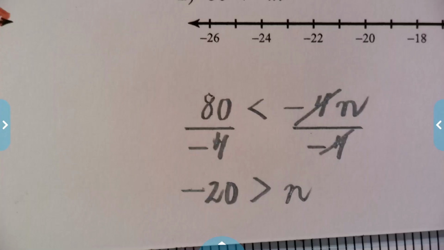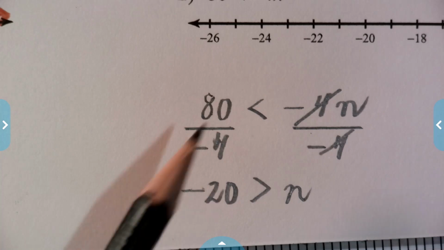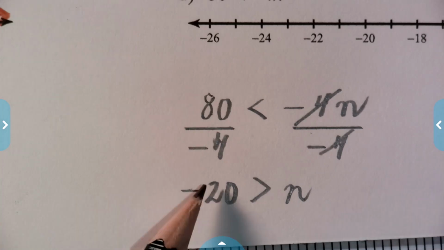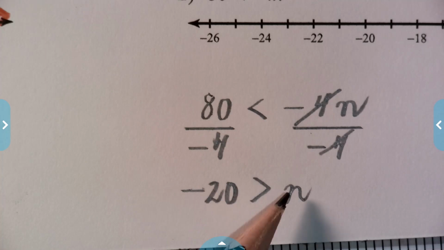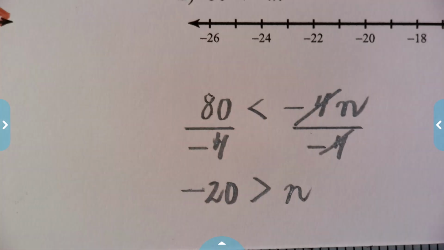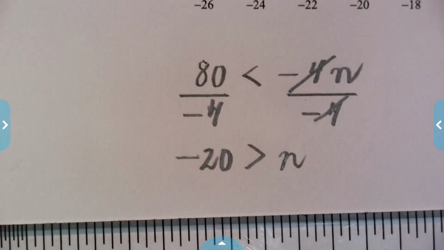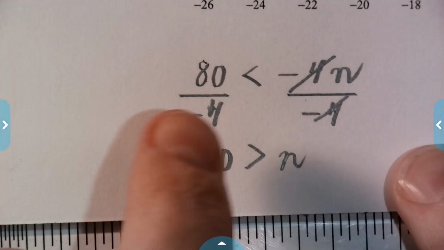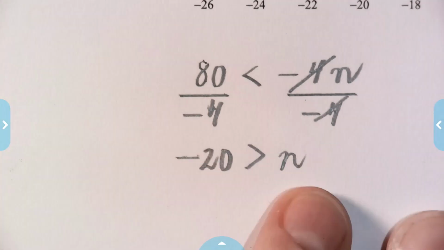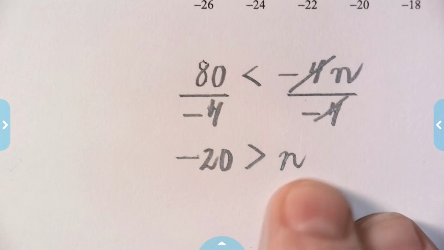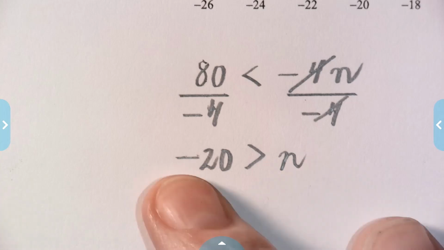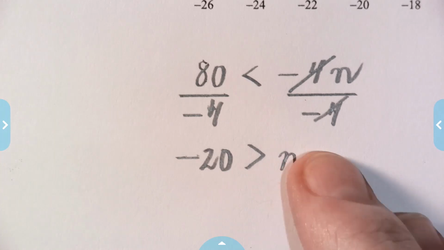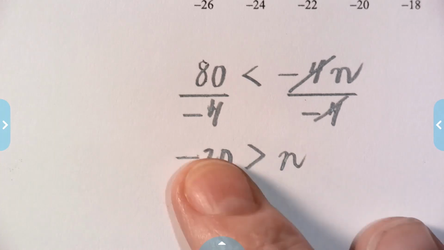So now I need to find negative 20. And the greater than symbol is an open circle. And so for n, you have to read this very carefully, okay? Warning. Negative 20 is greater than n, okay? So read it from right to left. n is less than negative 20.